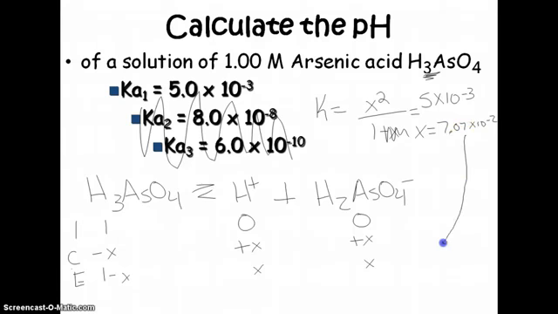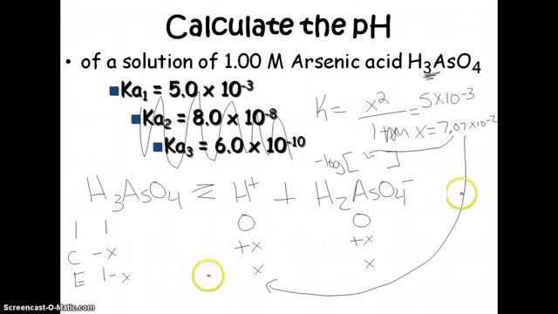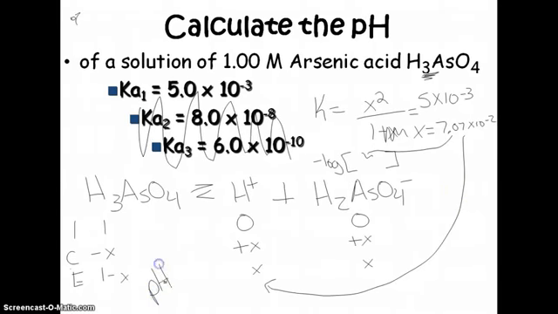All right, so that is our H plus concentration. So now we can negative log that, and that will give us the pH. So we're going to negative log the 7.0 times 10 to the negative second, and that gives us a pH value of, so the pH is 1.15. Okay?